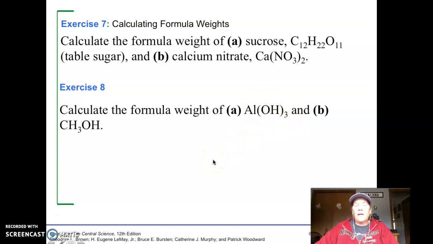And yes, I know a lot of masses of the elements. I need to get a life, I know. But anyway, that's how you do it.